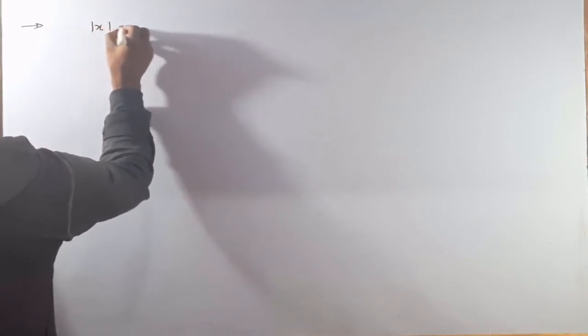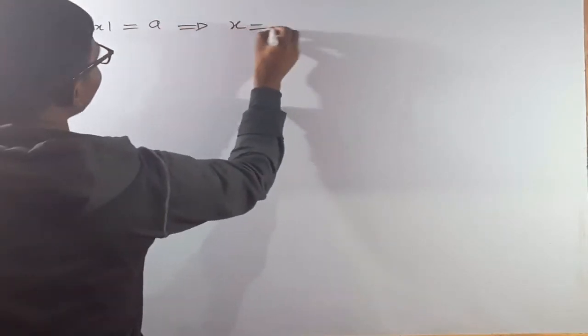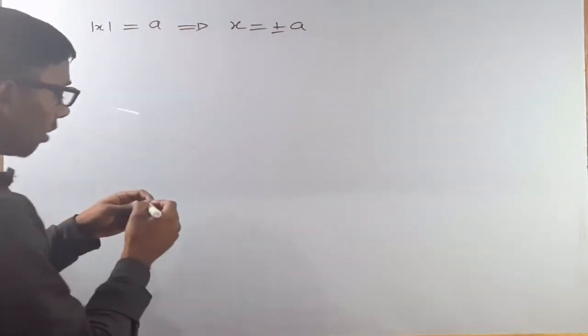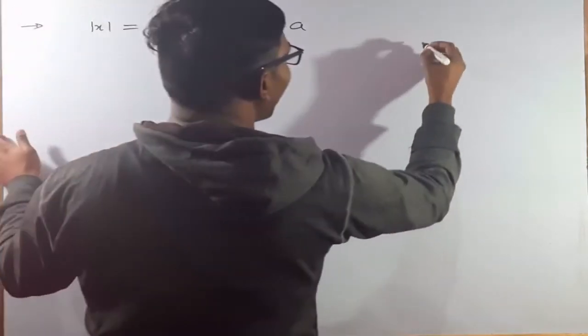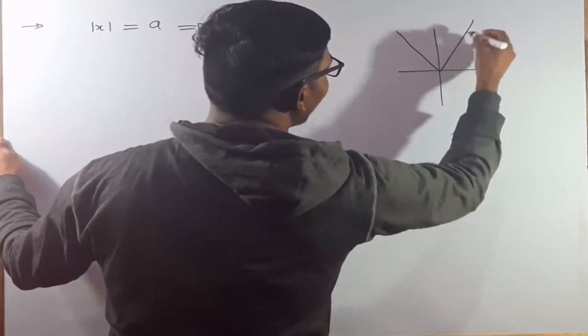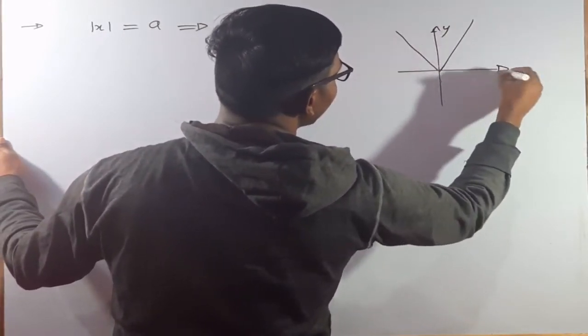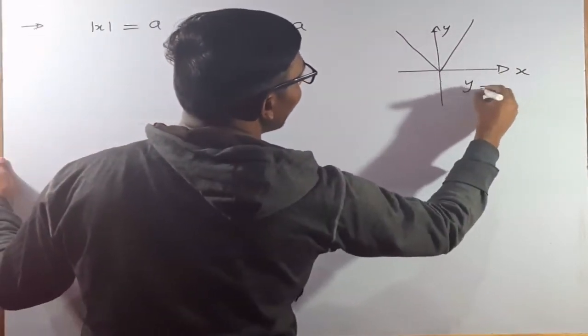So the first property I'm going to write here. The first property is: if anywhere it is written like modulus of x is equal to a, we can expand this like x is equal to plus minus a. What is the meaning of that? Here modulus of x is equal to a. We have already seen the graphs of modulus function. The graph of the modulus function is like that. This is the y-axis, this is the x-axis. We have seen this is the y equals mod of x graph.